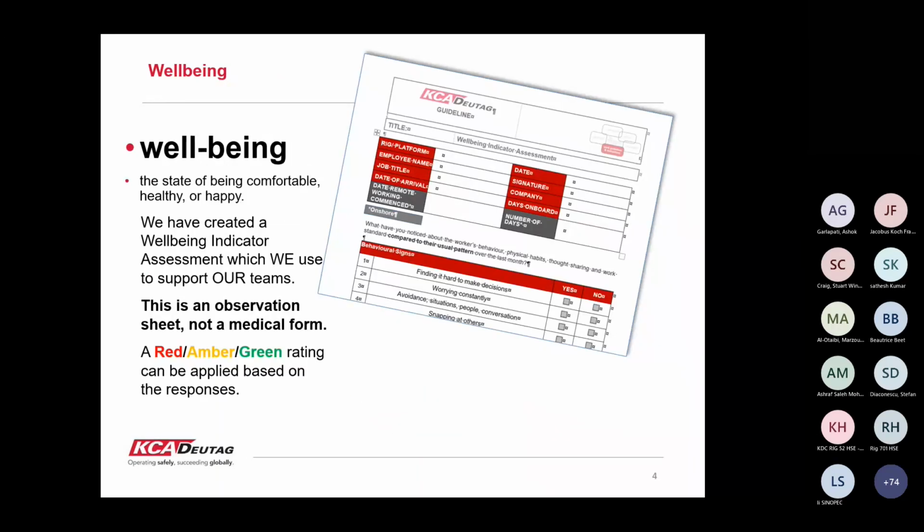Well-being is a state of being comfortable, healthy, or happy, and we made this assessment form which we use to support our teams. It's more an observation card, around 6 pages. It's not a medical or psychological form, just an observation. But based on the rating, we can distinguish people in groups, either red, amber, or green in terms of their well-being, and we can take actions.